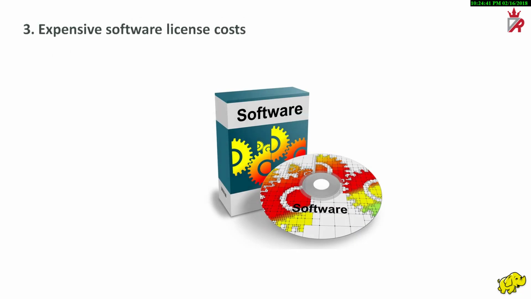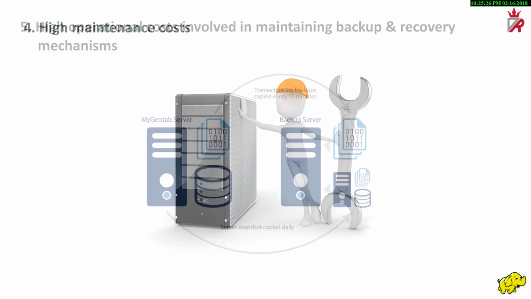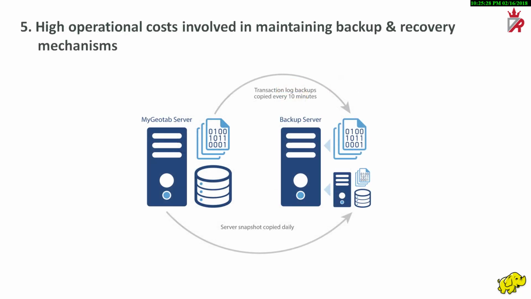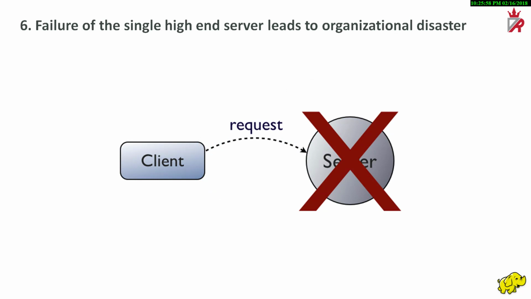Very high cost of software licenses is required to run on such high-end servers. Maintenance cost of these high-end servers is also very high. Since this approach relies on a single high-end server, a backup and recovery strategy should be in place, which also turns out to be very expensive. Because in case of failure of such a single high-end server, with a lack of any backup strategy, it could lead to an organizational disaster.